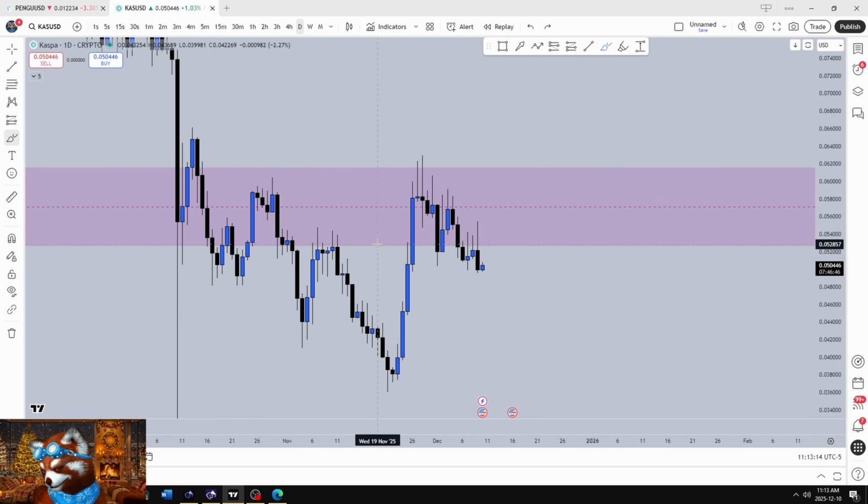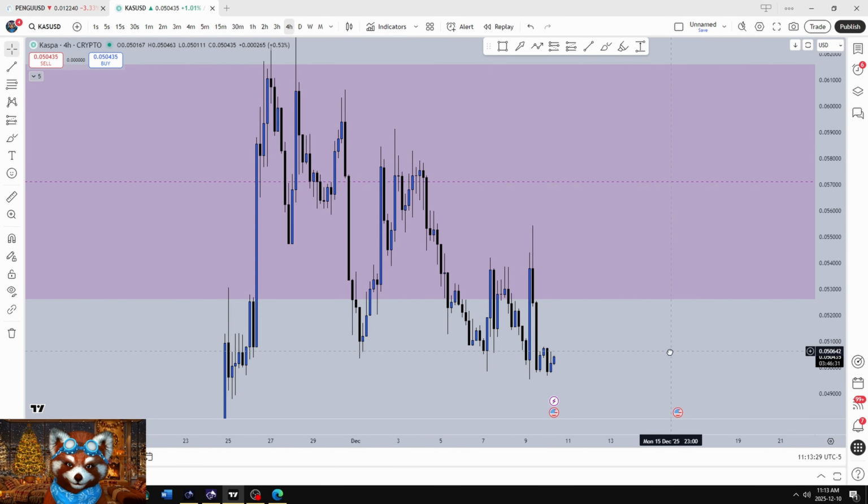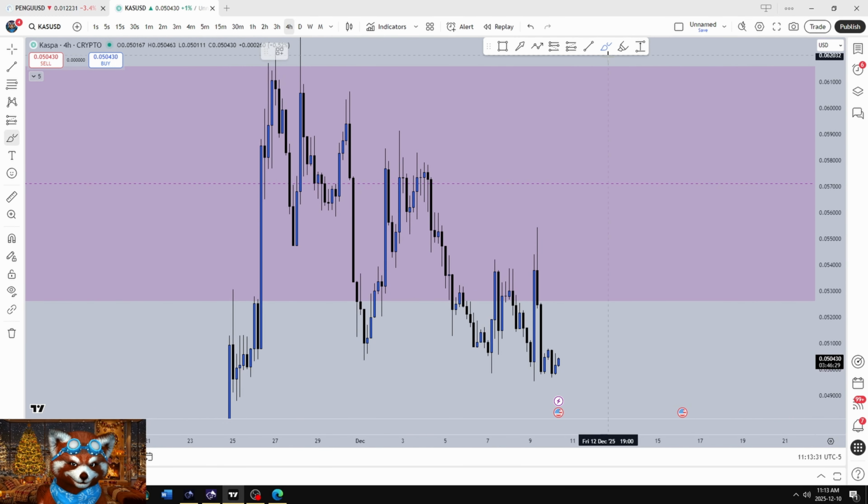However, you can see very, very clearly that price is respecting this zone, and simply put, Kaspa is just not ready yet to push up, right? We have been trending to the downside. And if we break it down even further on the 4-hourly, you can see it very, very clearly.